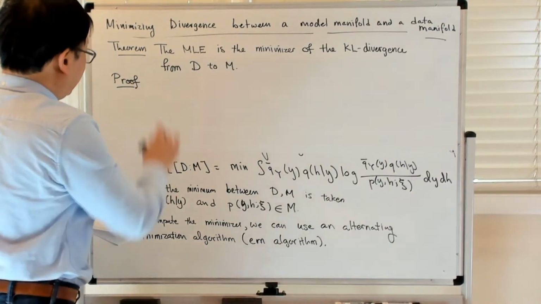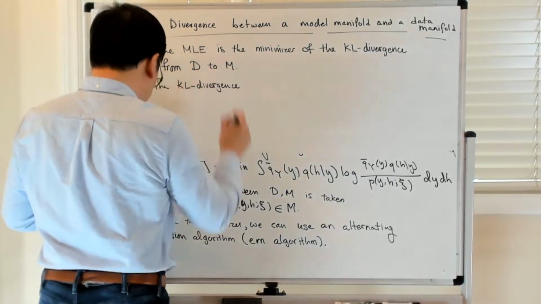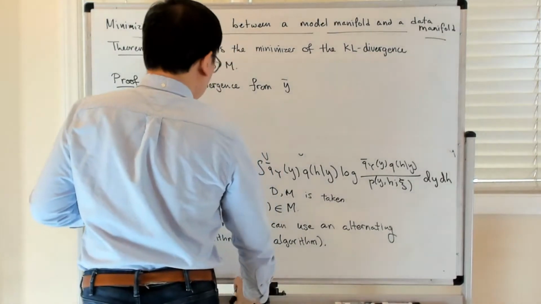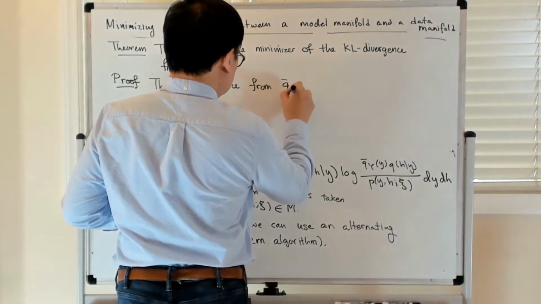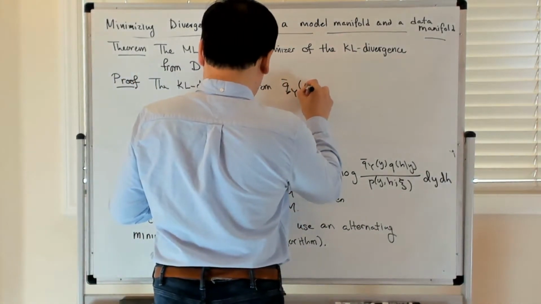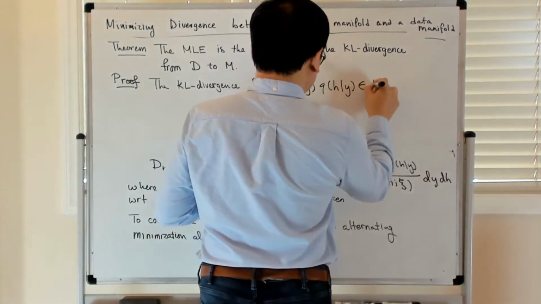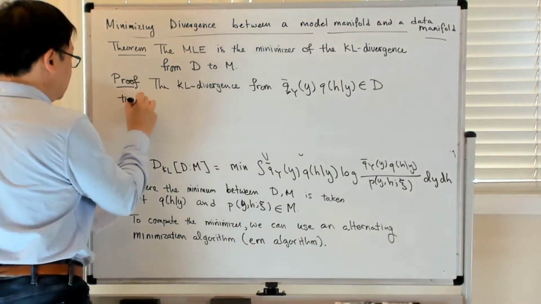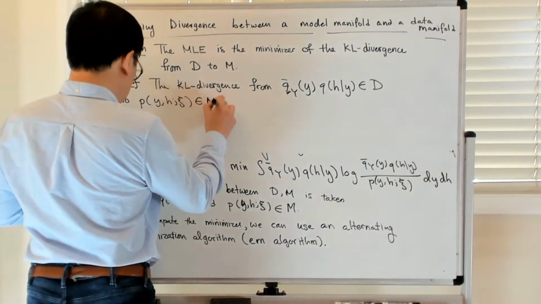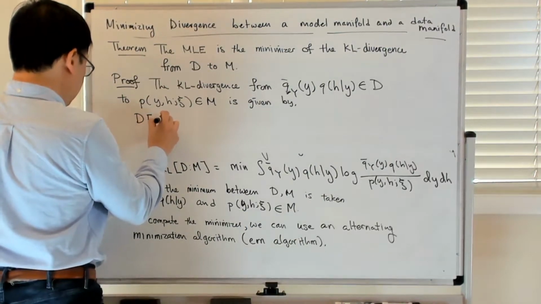Okay. So you can write down what this KL divergence is, right? So the KL divergence from a point in D, which I write down as Q bar Y, this is the observed marginal distribution, if you will, times Q H conditioned on Y, which is something in the data manifold, to P Y H, and then parametrically dependent on C in M, is given by d Q bar condition.